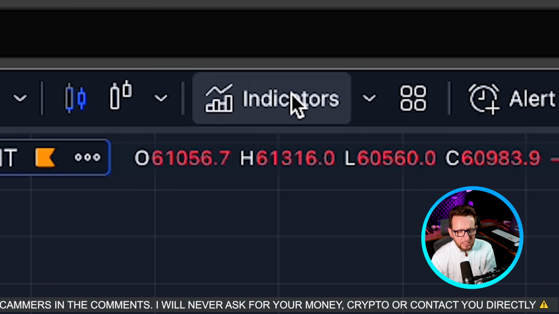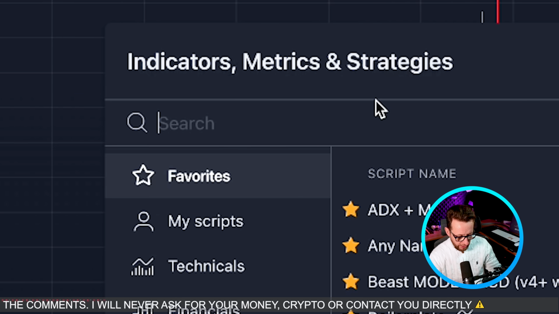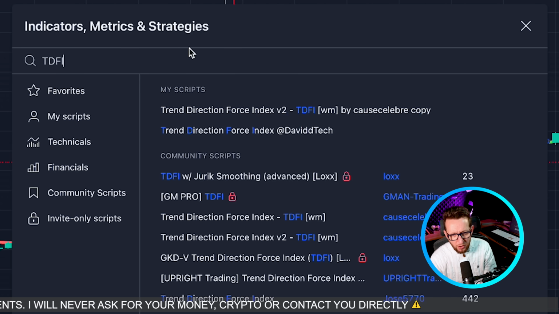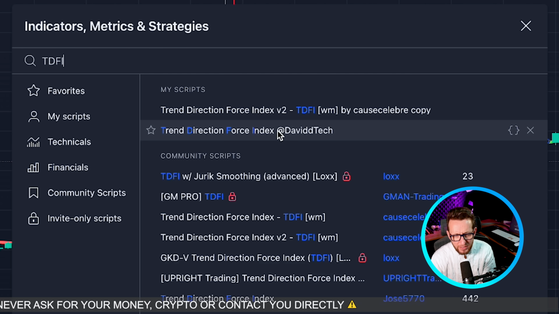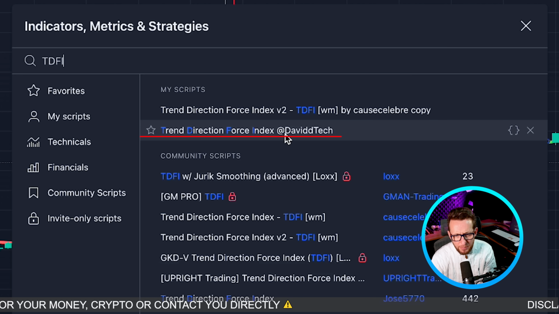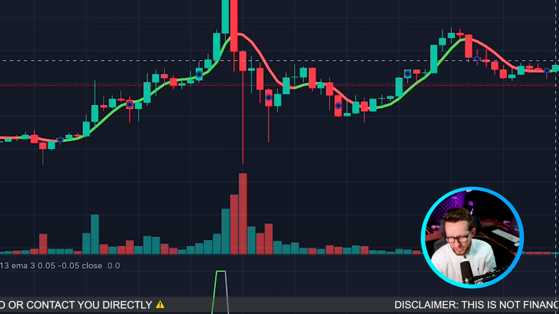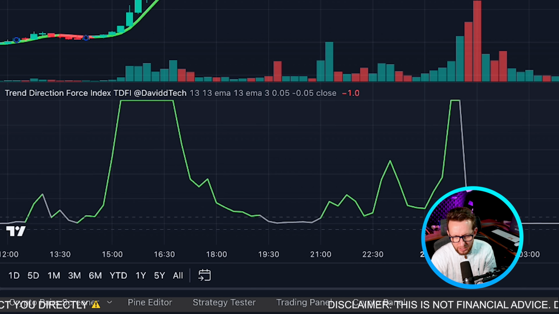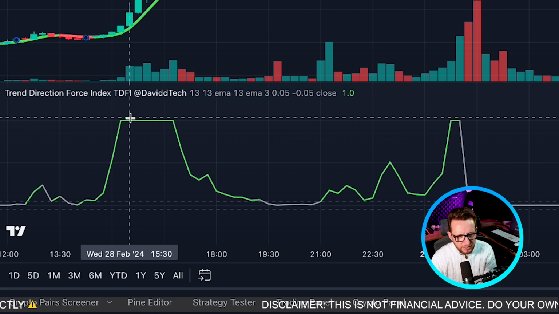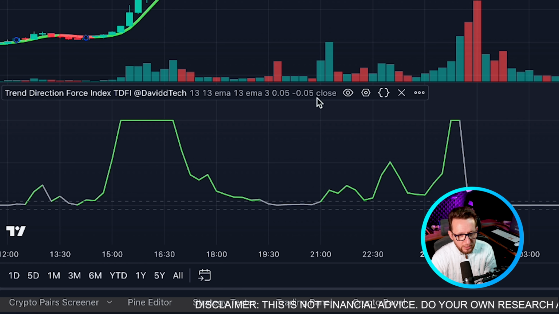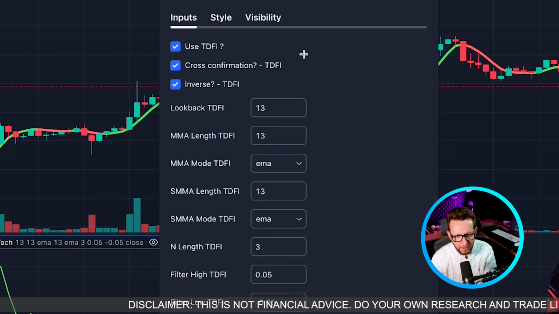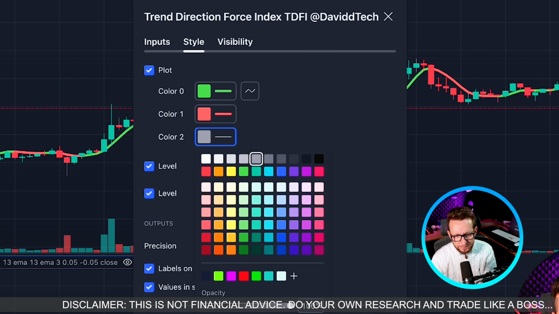The next indicator that we're going to be adding is the TDFI, which I haven't used much before. As a matter of fact, I haven't used hardly any of these indicators before. It's this one here by David Tech, a free indicator that you can download from Tradingview. Links will be in the description for that as well. This indicator gives us the force of the trend direction. I'm going to make it a little bit thicker as well for YouTube.